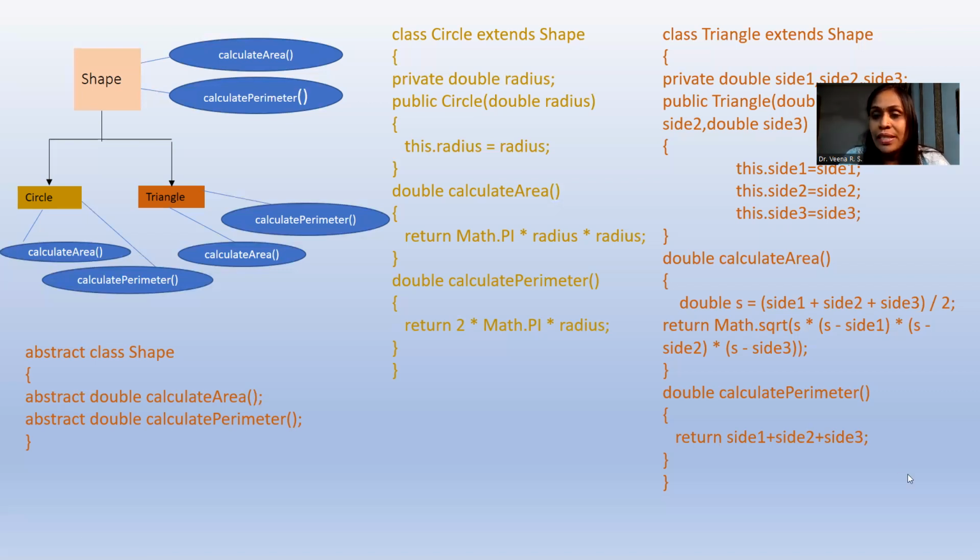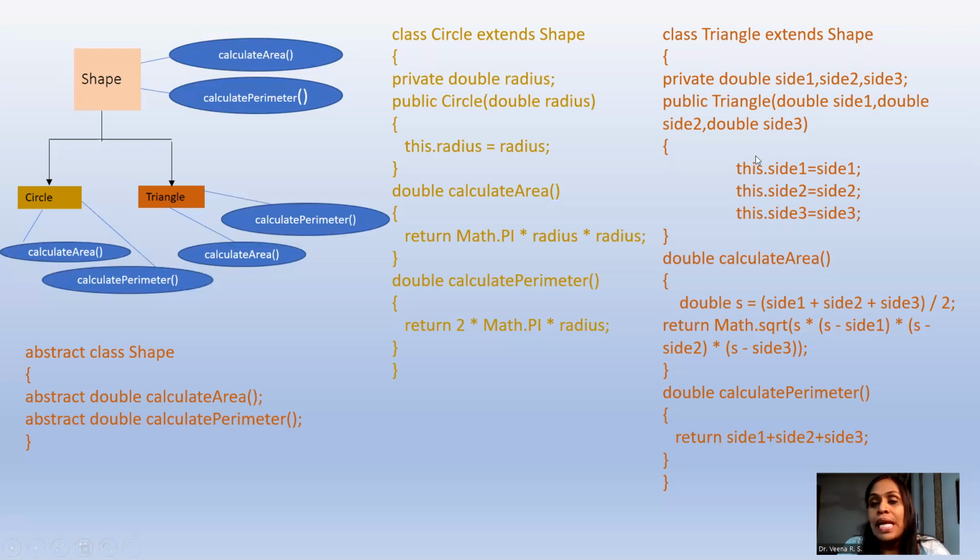So what we have done here, you can see, in class Triangle, we have declared three instance variables, that is side1, side2 and side3, which are of type double. And we have also declared them with the access specifier private. That means these variables will not be accessible outside the class. We have also defined one constructor, that is a parameterized constructor.